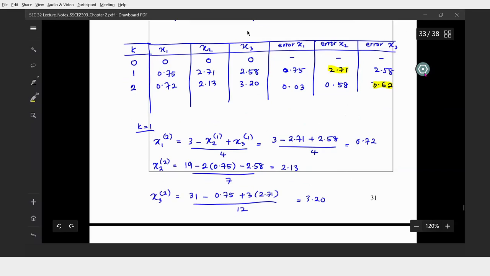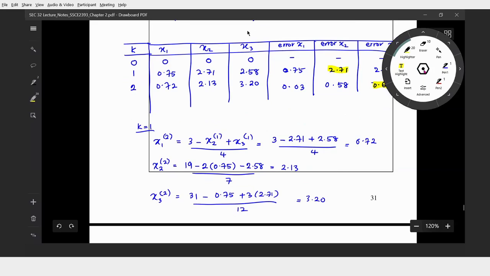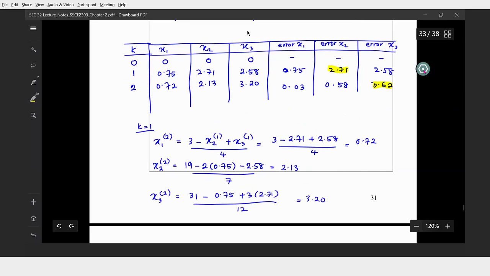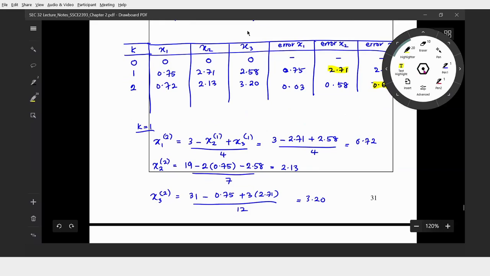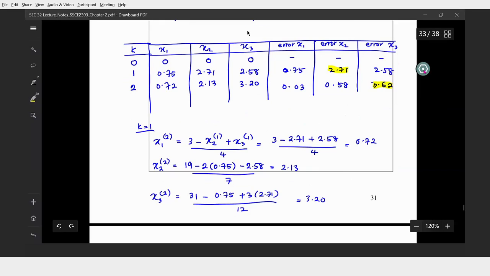So you repeat the process, on and on, until you satisfy the stopping condition, until the maximum out of the 3 errors that you have is less than 0.05. Then you can stop. For this one, I will just give you the answer for now. After this we will do the next exercise together. This one is up to k equals 5.